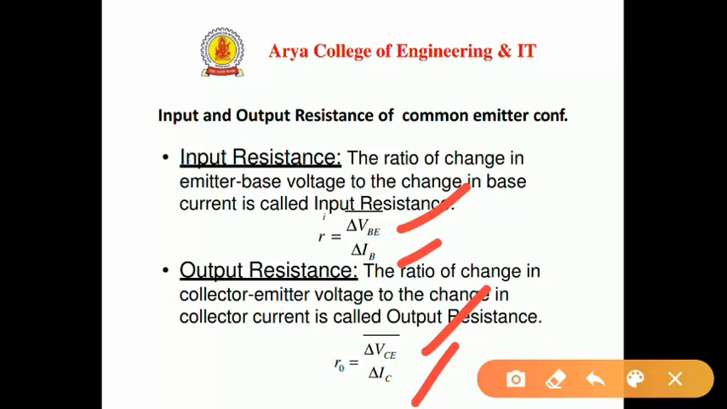In the next lecture, we will discuss the last configuration and the application of common emitter configuration, that is the single stage CE amplifier. Okay, so we will meet in the next lecture.